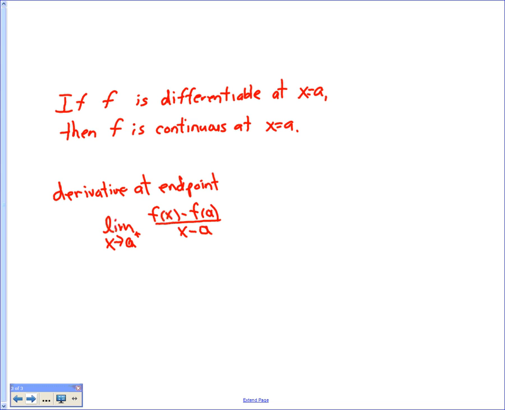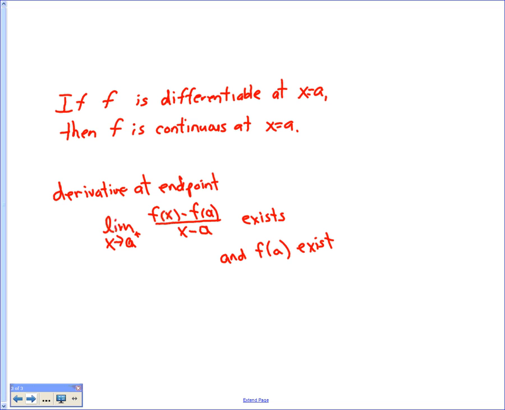That limit has to exist, actually be a number, and f of a has to exist. If those two things are true, then it's also going to be continuous at that x equals a.